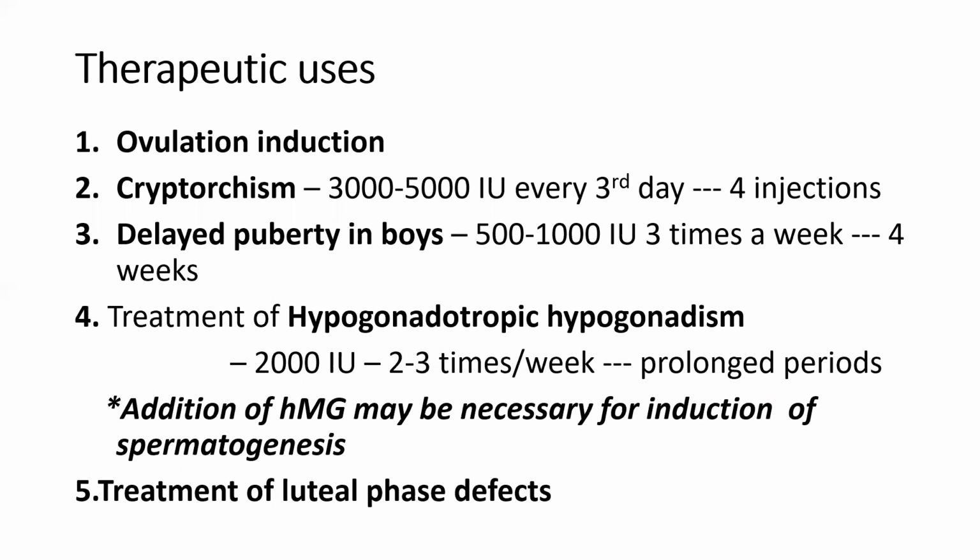Coming to the therapeutic use of the human chorionic gonadotropins, the first is induction of ovulation. So it has to be given to those who are suffering with infertility.